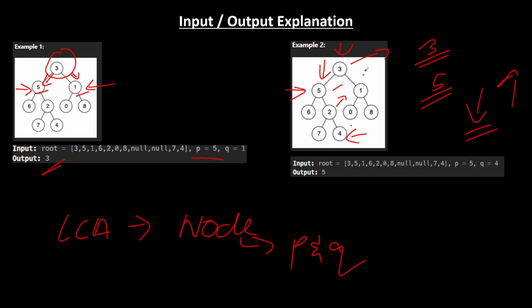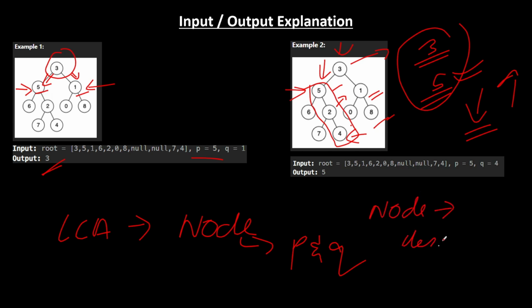Fine. So from 1 also you cannot reach 8 and 0, right? So from here, you could see the lowest one is 5 in this case. Fine. So you return 5. Because if you remember, a node is also a descendant of itself. Fine. So keep that in mind. That's why 5 is the LCA. So 5 is the output for this particular example.